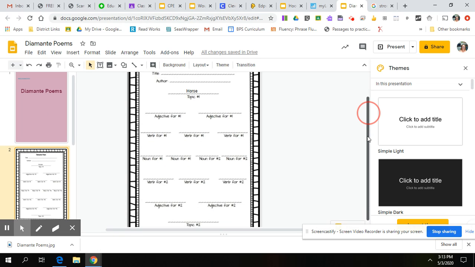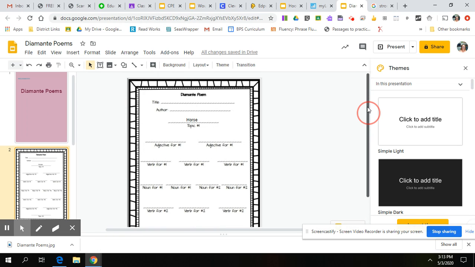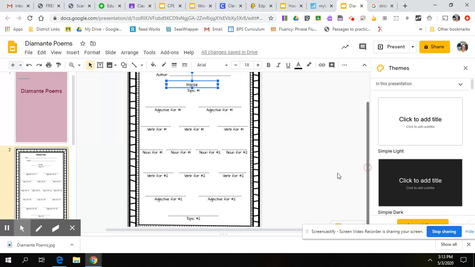Okay, so first of all you have to think of 2 nouns, so either 2 people, 2 places, or 2 things. So I chose for my topics, you already see one here, I chose a horse. And I'm going to compare a horse with a cow.